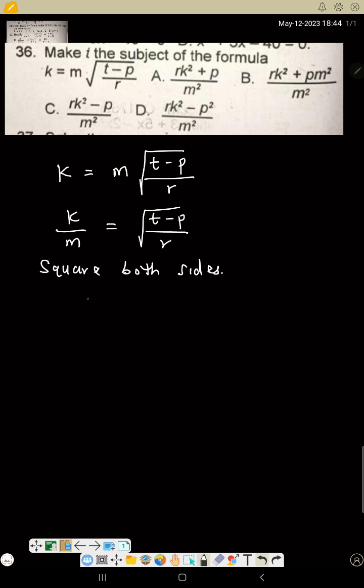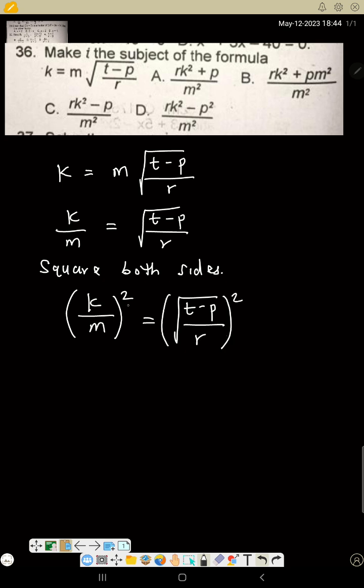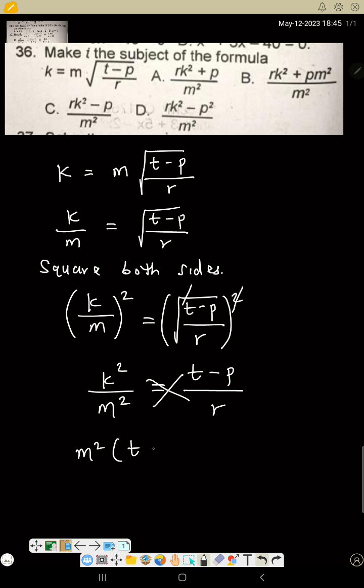To square both sides, this will be k over m squared is equal to root t minus p divided by r, everything squared. So this square will cancel these roots. So this becomes k square over m square is equal to t minus p divided by r. So we are looking for t, so cross multiply. So we have m square times t minus p equals rk square.